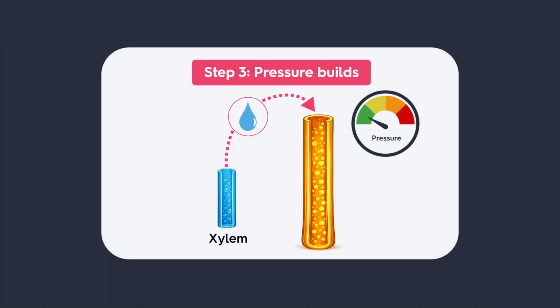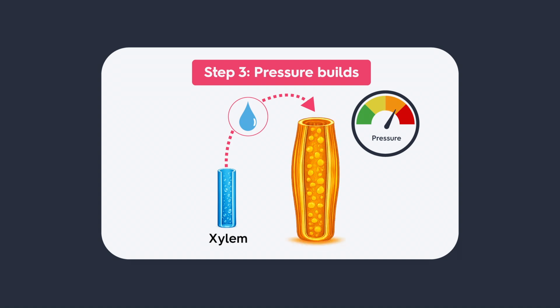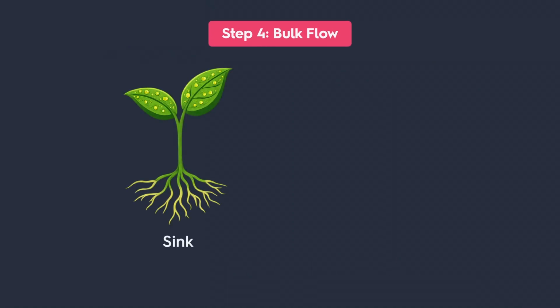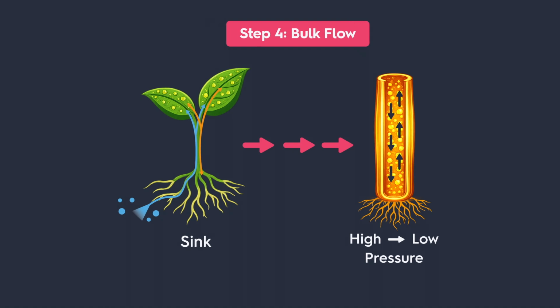As water enters, pressure increases in that part of the phloem. Imagine the sap getting squeezed, creating a high-pressure zone near the source. That pressure difference drives bulk flow. The whole sap stream moves from high pressure toward lower pressure, which is usually near a sink where sugar is being removed. This is why sugar can move up or down. It follows the pressure gradient.